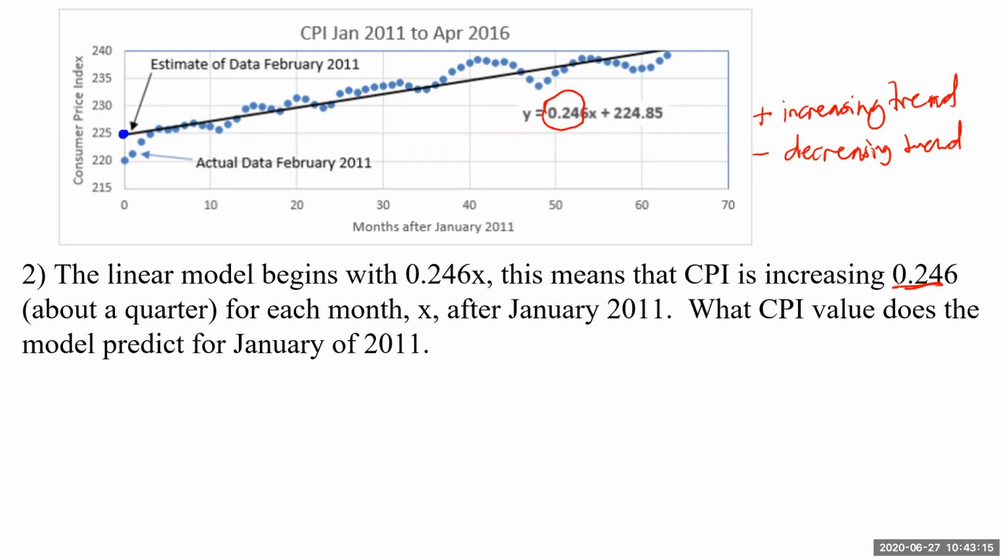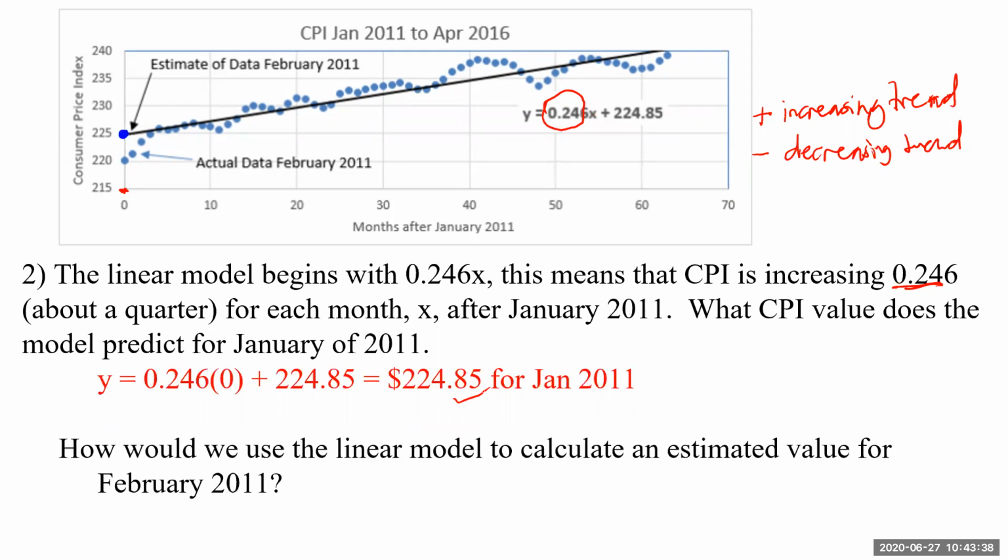Now, what CPI value does the model predict for January 2011? For January 2011, because this is the starting time, we plug in 0 for our X, and the CPI predicted for January 2011 is 224.85.